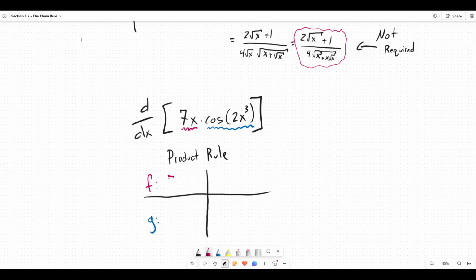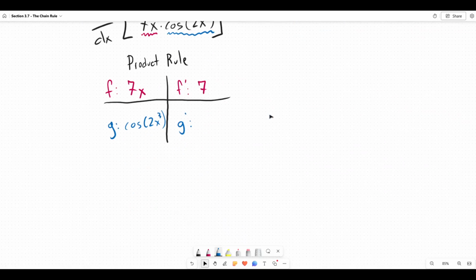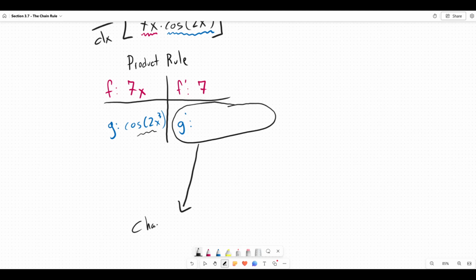Okay, so f is 7x. What does that make f prime? Well, 7. Whereas g is cosine of 2x cubed. And the question is, what is the derivative of cosine of 2x cubed? And this is a very common technique whenever you're using these tables, which is that you recognize that whatever this derivative is going to be, it's going to come from another rule. Specifically, I need a chain rule.